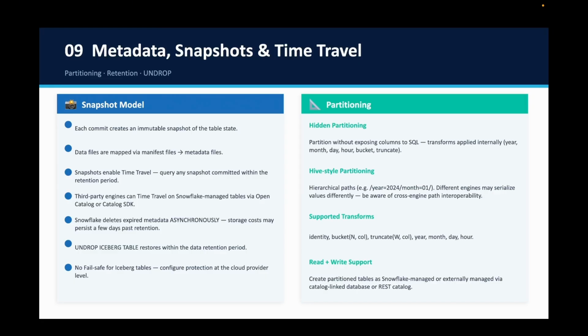Each commit creates an immutable snapshot of the table state. A snapshot means an immutable snapshot for a particular commit. Data files are mapped via manifest files that again point to metadata files. Snapshots enable time travel: query any snapshot committed within the retention period. Third-party engines can time travel on Snowflake managed tables via Open Catalog or the Catalog SDK.